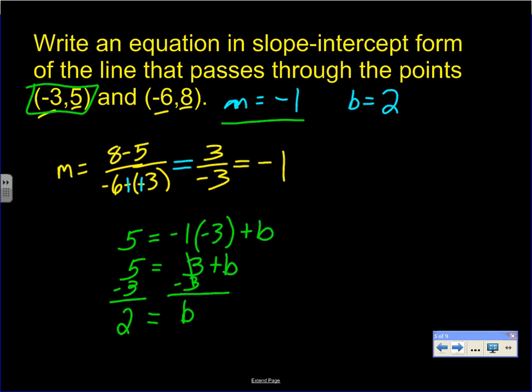Now we're supposed to write the equation, slope-intercept form. Y is equal to, slope is going to be negative 1. So y is equal to mx. We don't need to have the 1 there in the equation. Y is equal to mx plus b, and b in this case is a positive 2. That's the reason why we have y equals negative x plus 2. That's the equation that passes through negative 3, 5, and negative 6, 8.